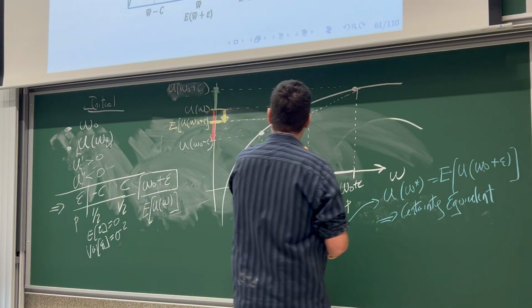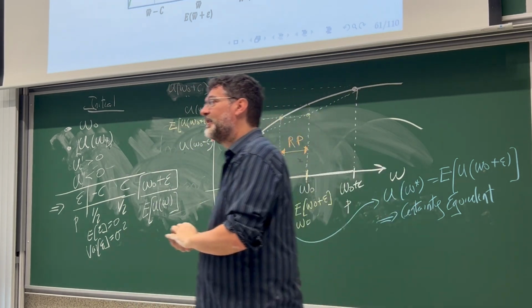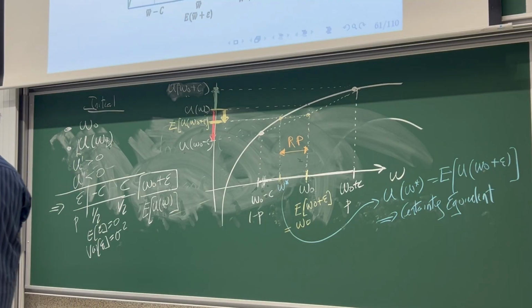Can you explain one more time the wealth asterisk? That's the certainty equivalent. Can you explain that concept again?